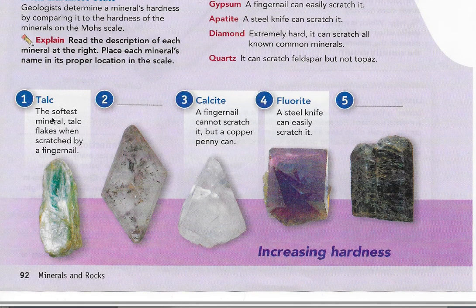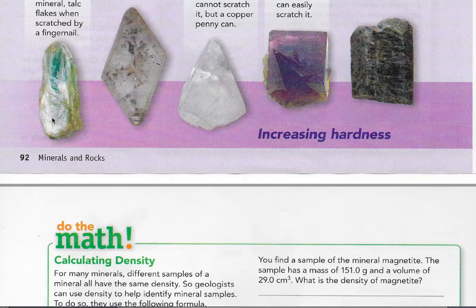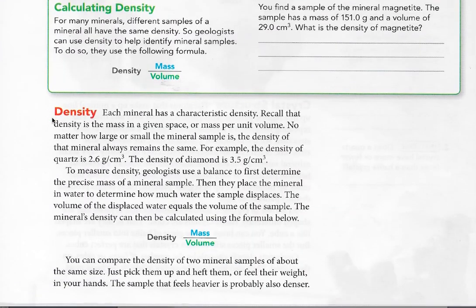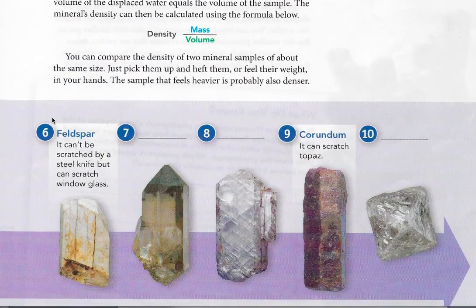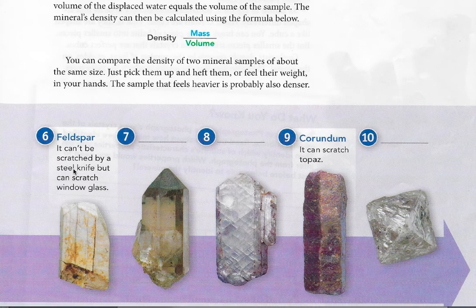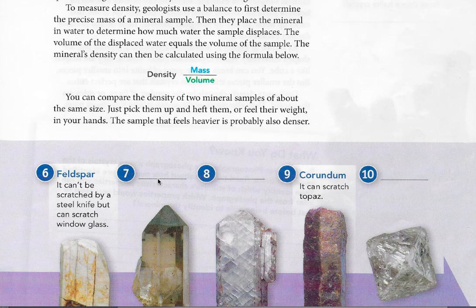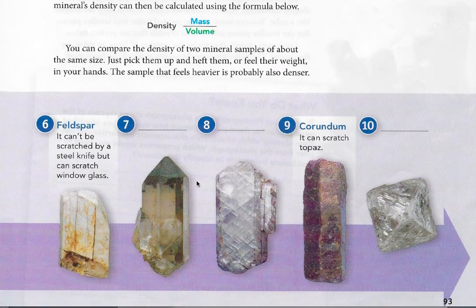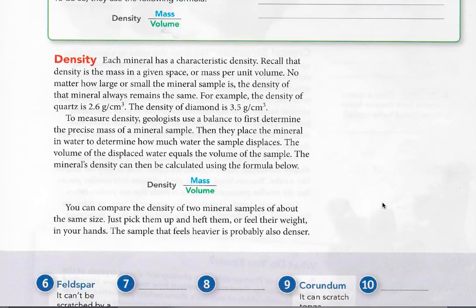1, by the way, is the softest. 10 is the hardest. Talc is the softest mineral on Earth, and diamond is the hardest. Okay, here's the rest of those minerals. That's what I was looking for. So you plug those in here, and we'll go over that and talk about that on Thursday. Okay. So there's diamond. Diamond is 10. It's the hardest mineral on Earth.